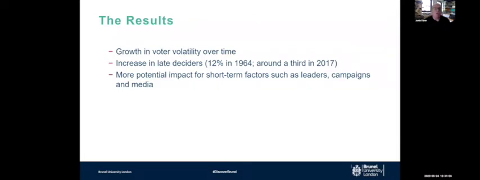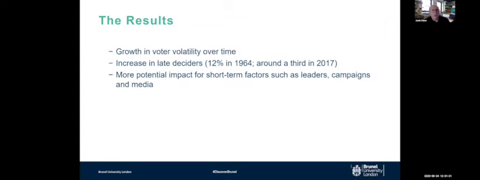Now, what voter volatility refers to is the likelihood that people will change sides from one election to another. That is, maybe vote Labour in one election and Liberal Democrat in another, or vote Conservative in one election and perhaps Labour in another, and so on and so forth. And we've seen a growth in that over time. The second thing that's very, very important is an increase in what we call late deciders.